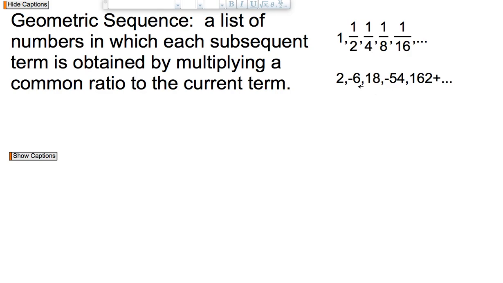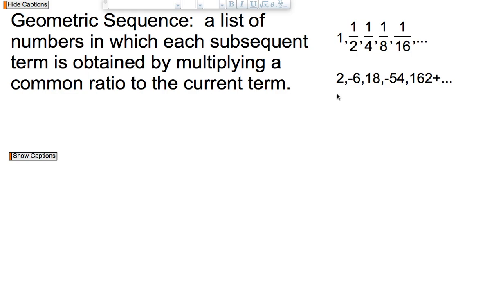In the second example, what times 2 equals -6? -3. And if I multiply -6 by -3, I get 18. And if I multiply 18 by -3, I get -54. And if I multiply -54 by -3, I get 162. Both of these are fine examples of geometric sequences.